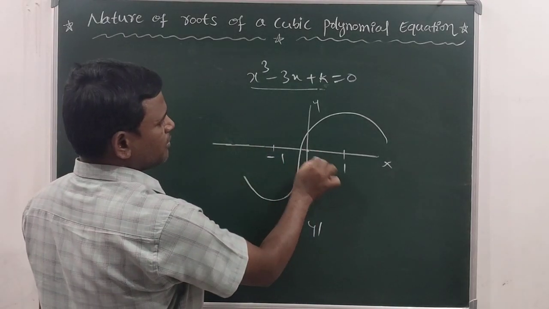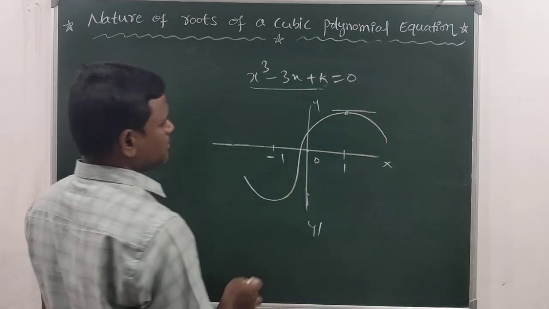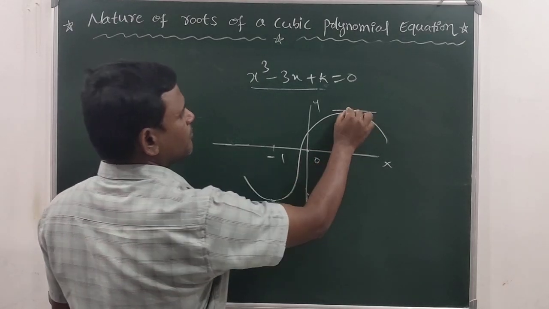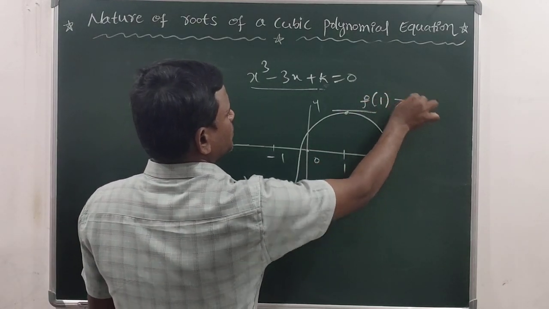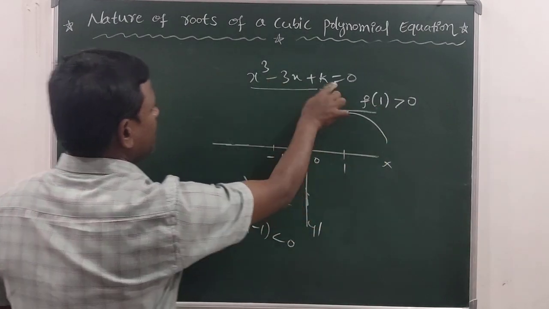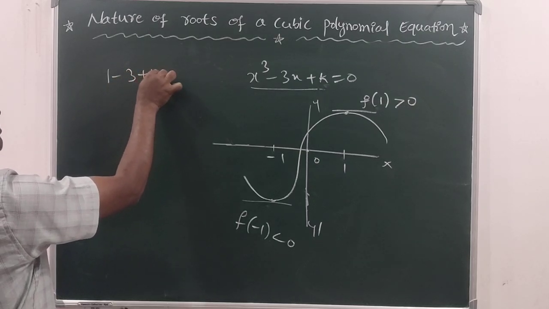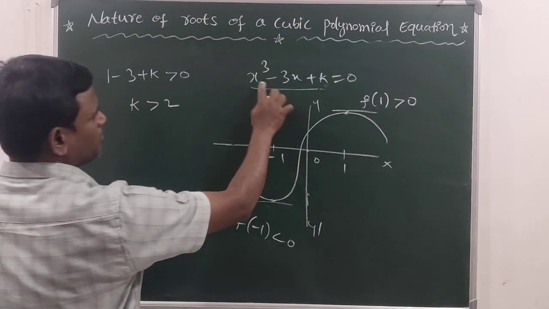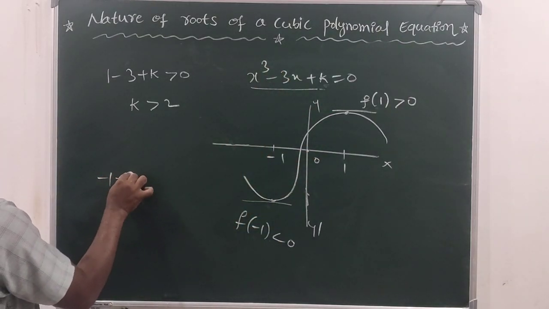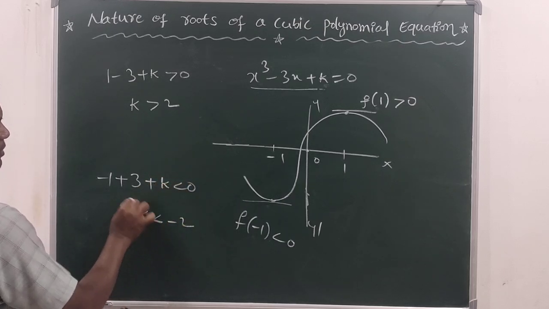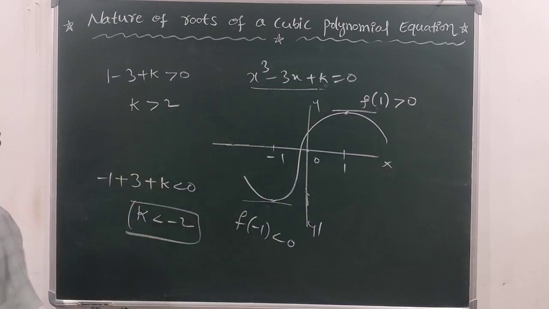So this is the origin. Now here at 1, a horizontal tangent is possible. Here it is -1, a horizontal tangent is possible. So f of 1 is positive and f of -1 is negative. Now f of 1: 1 minus 3 plus k is positive, so k is greater than 2. If I apply -1 whole cube, -1 plus 3 plus k is less than 0, so k is smaller than -2.